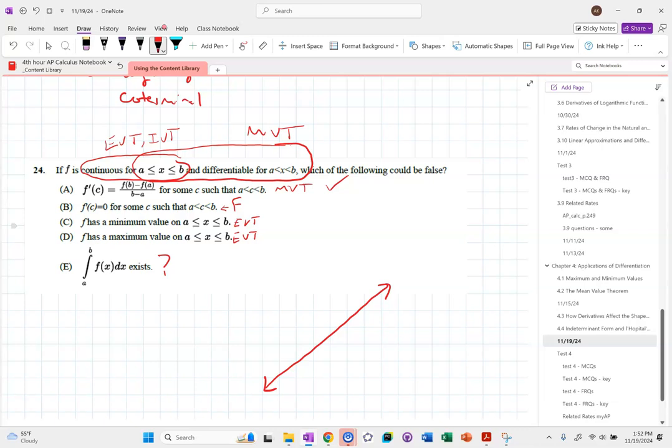Does that feel okay? Yeah. So just reading the question, I start thinking, okay, what theorems are going to apply here? And then, do I see any of the conclusions for these theorems? And that's kind of the way I sorted through that. Does that feel good? Okay.